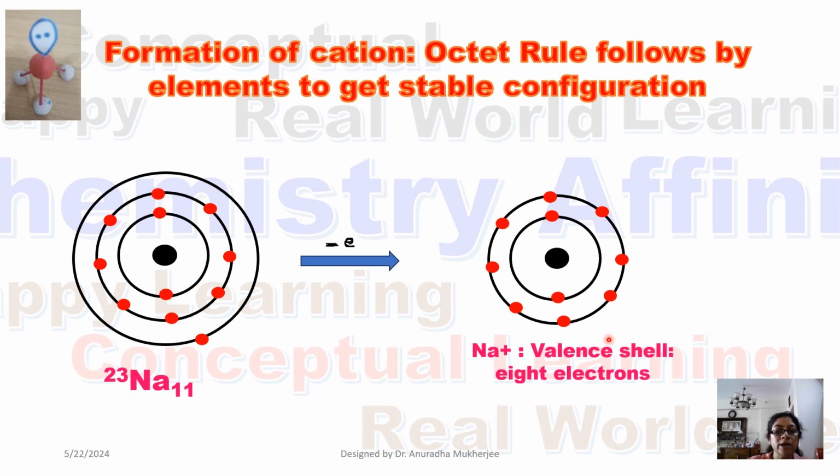Now I am going to take some examples to explain how the octet rule is used by elements for the formation of cation, anion, ionic compound and covalent compound. Sodium has only one valence electron. If sodium loses this one electron, sodium gets the noble gas configuration, meaning 8 electrons in the valence orbital. So sodium has a tendency to lose one electron and form Na plus because it gets the noble gas configuration, 8 electrons in the valence orbital, and it gives stability to the element.